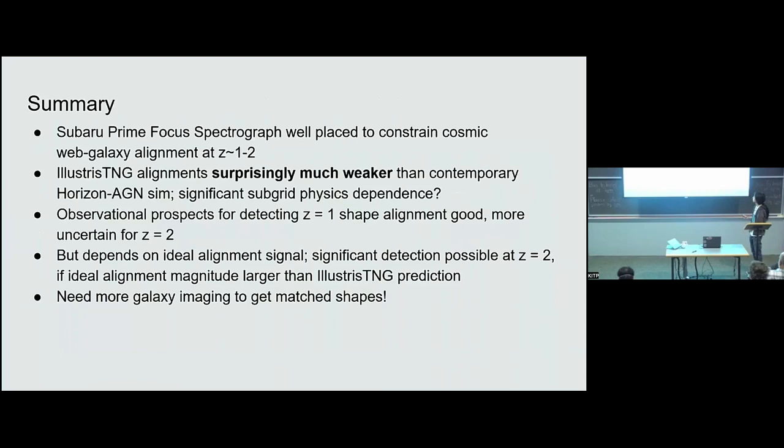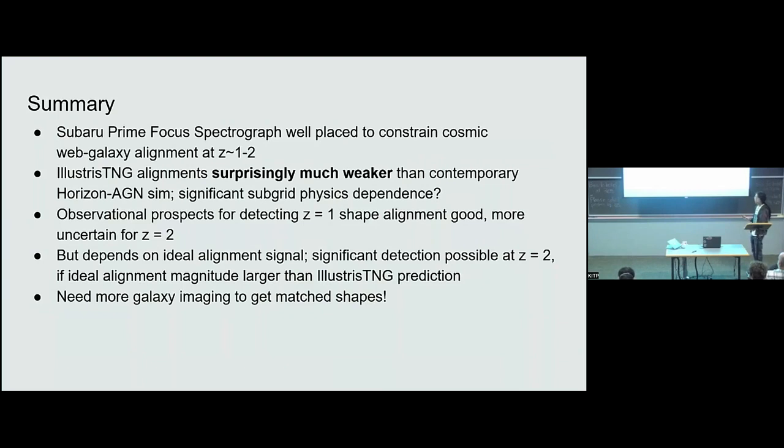So in summary, the takeaway points are that Subaru PFS is well placed to be able to constrain these cosmic web and galaxy alignments at high redshifts. Surprisingly, we find that the alignments we see in the IllustrisTNG simulation, discounting any observational effects, are much weaker than we find in other sims such as Horizon AGN, which suggests that this signal has not really converged between simulations. It still depends on the detailed subgrid physics.